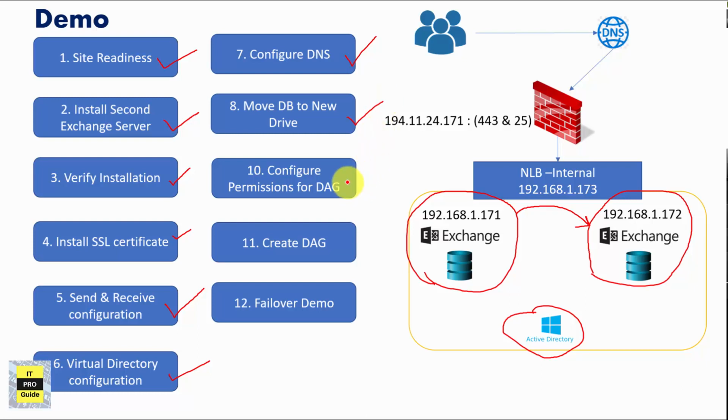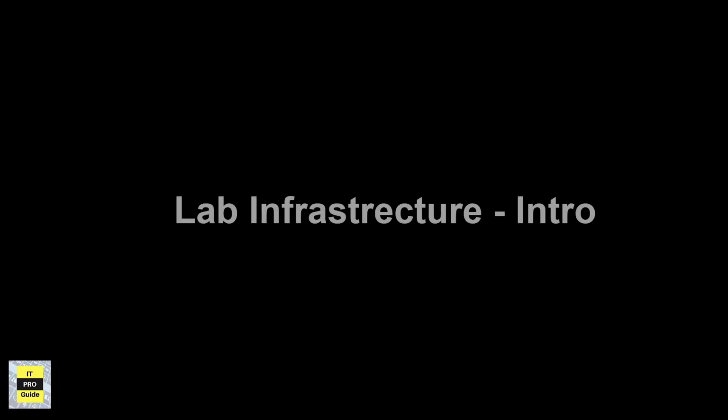Then we're gonna configure the permission accounts that are required for the database availability group. Then we will see how to create a database availability group. Finally, we will see a demonstration on how to run the failover and how the active and passive mailboxes are switching between the failures.